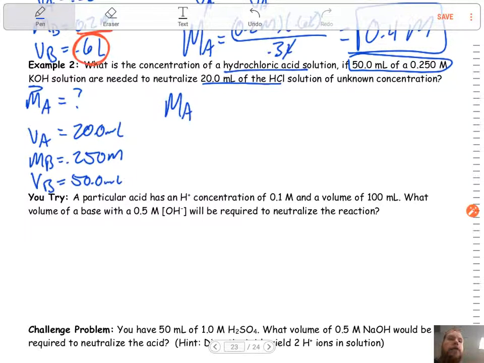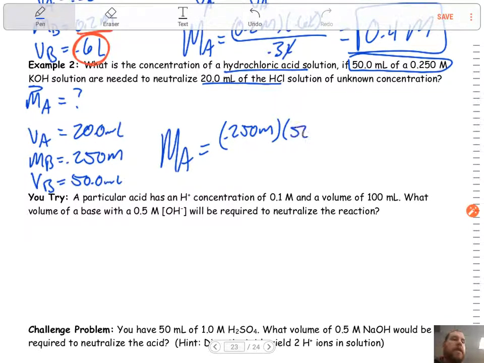So Ma, since it's the same as the last one, equals the molarity of my base, which is 0.250 molar, multiplied by the volume of my base, which is 50 mLs. And I'm only going to use 20 mLs. So let's think about this before we even go through this. What should the concentration of my molarity be? Well, notice how I only use 20 mLs of my acid and 50 mLs of my base. So what does that tell us about the molarity?